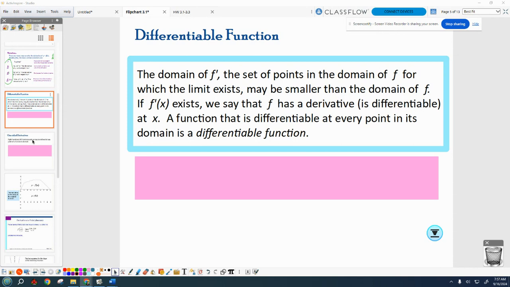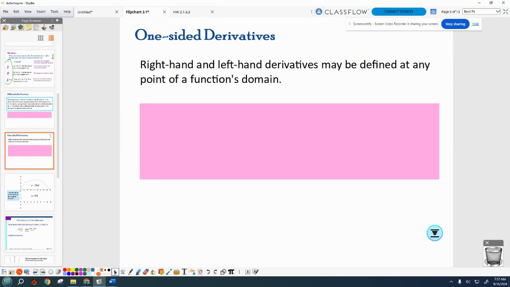And derivative is slope, right? So we can have slope on one side or the other, but not at the spot. I can have a slope from the left side and I can have a slope from the right side, but the slope at A doesn't exist. That's all we need to know about one-sided derivatives. Okay?